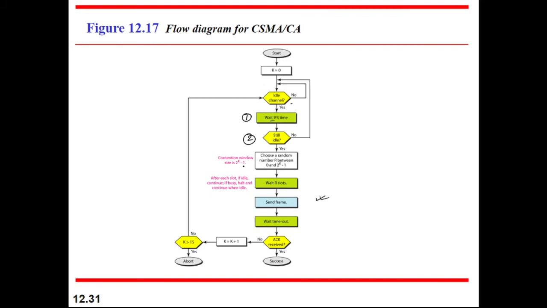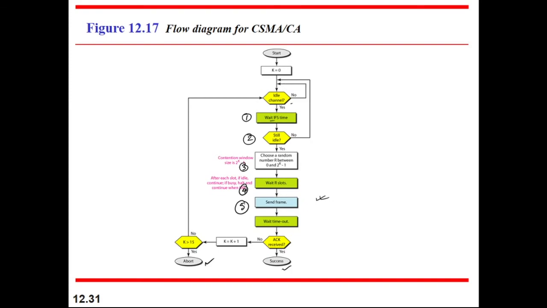This is the third step, the fourth step and the fifth step, and after that you wait for timeout. When the timeout happens, if the acknowledgement is received, then success. If the acknowledgement is not received, then increment the value of k, the attempt count: k equals k plus 1. If k is greater than 15, then abort; if not, then go again. This algorithm is also very effective.